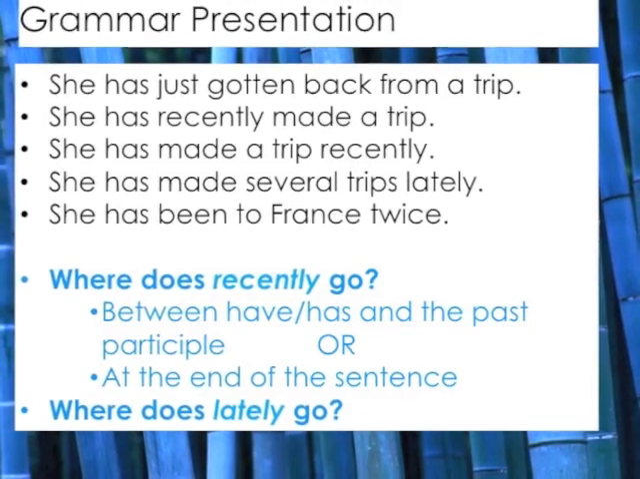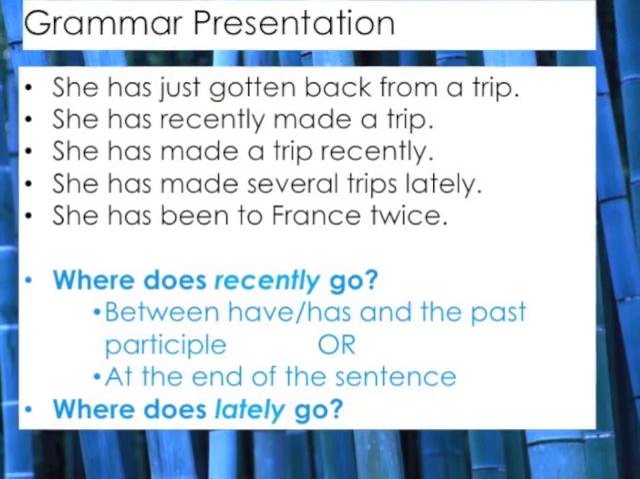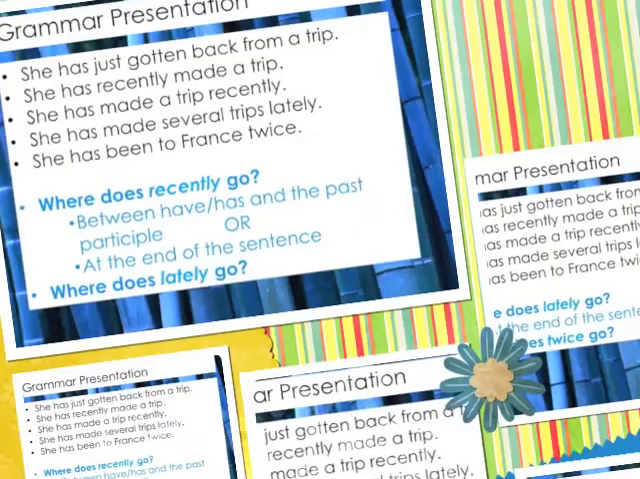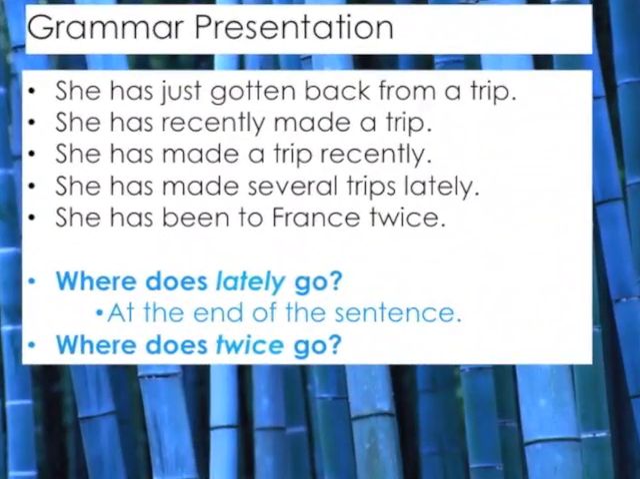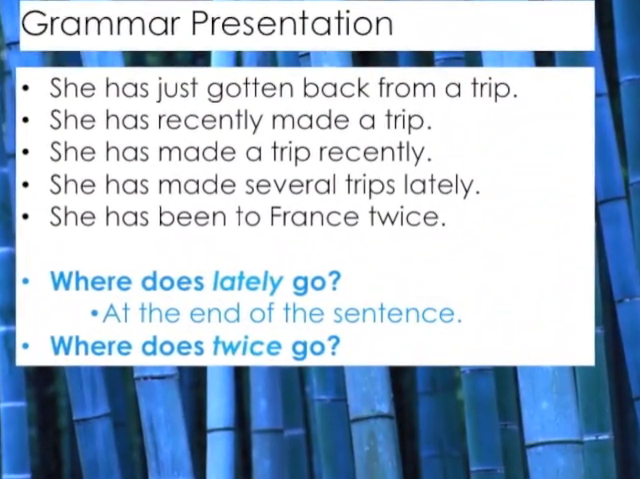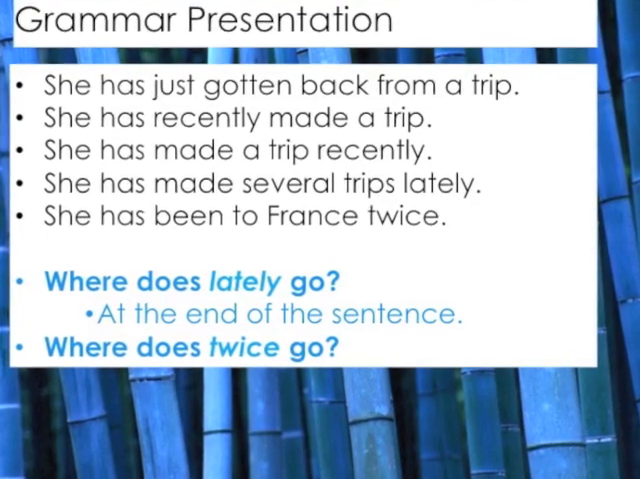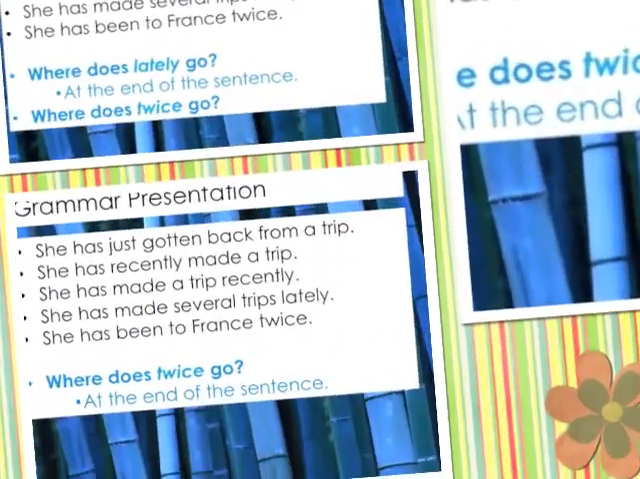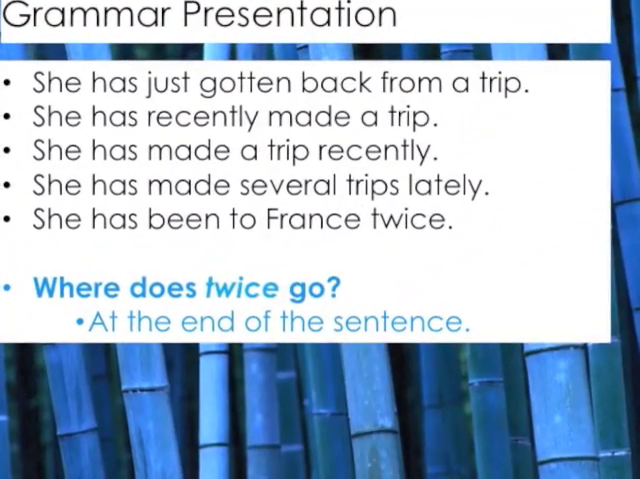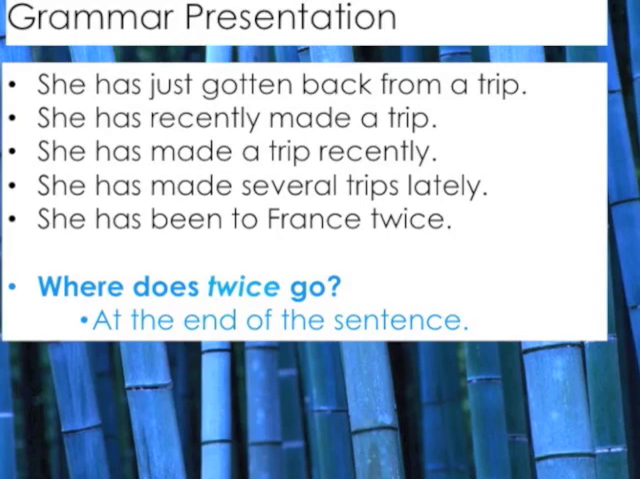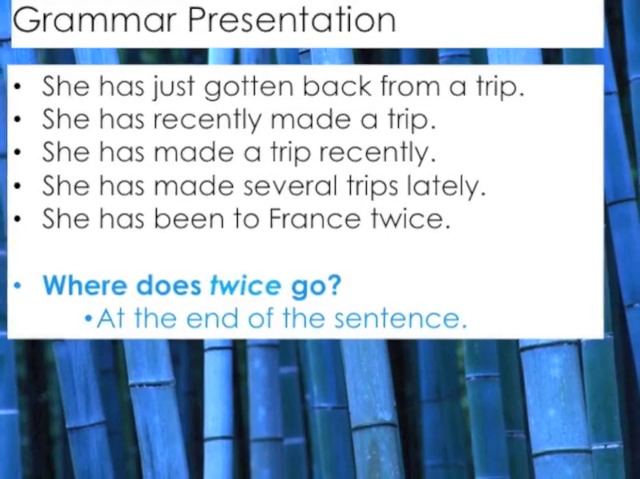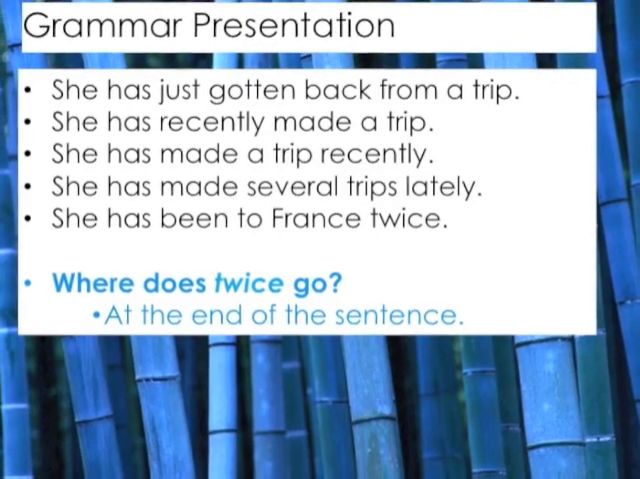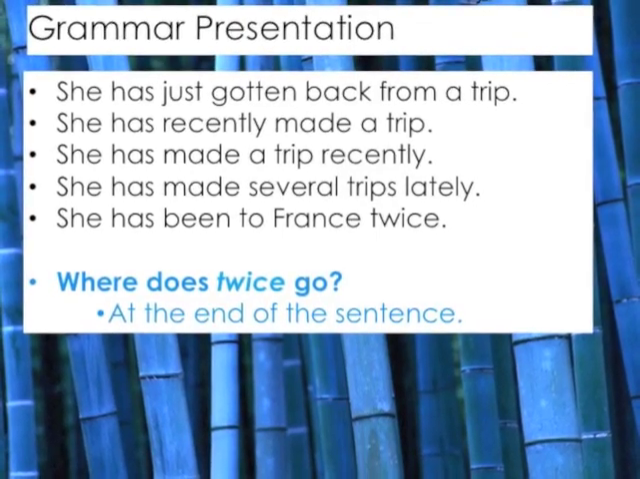Let's look at the fourth sentence. Let's see where lately goes. Where do you put it? Lately goes at the end of the sentence. Go ahead and look at the last sentence. Where does twice go? Twice also goes at the end of the sentence. So most of them can go at the end of the sentence, but just and recently can go between have or has and the past participle.